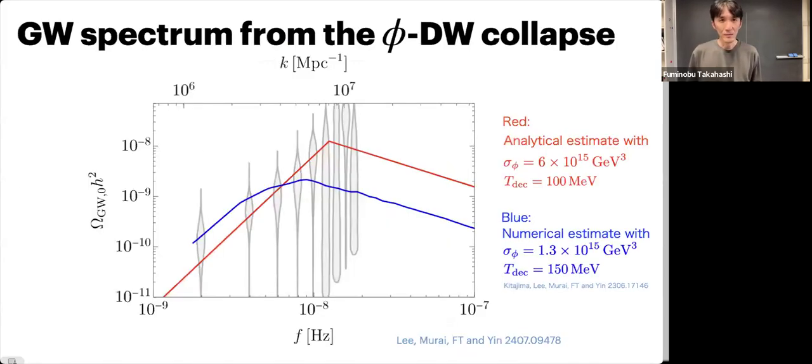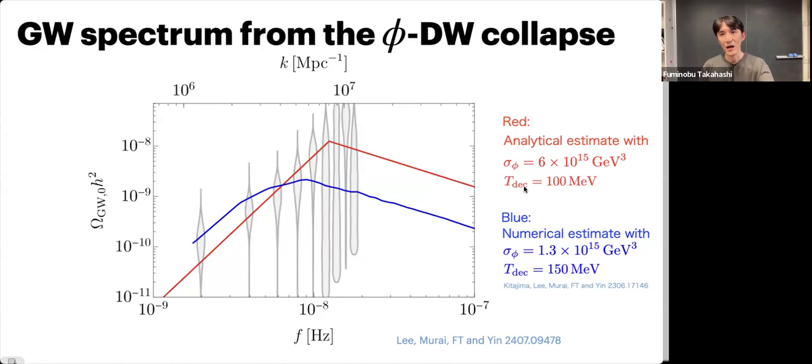And this is the gravitational wave spectrum we calculated. The red line is the analytical estimate for this model parameters, and the blue lines are numerically obtained gravitational wave spectrum obtained in this paper. Actually, this gravitational wave spectrum is the first result of the numerical simulations, including the potential bias.